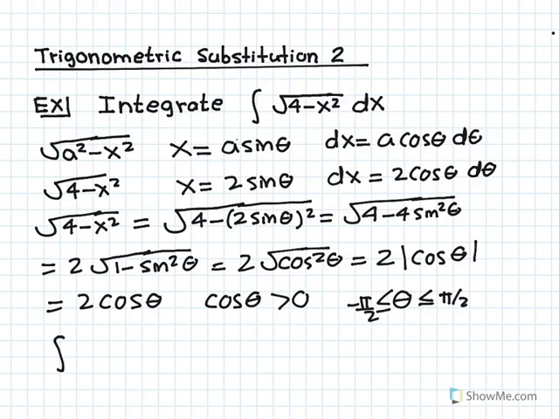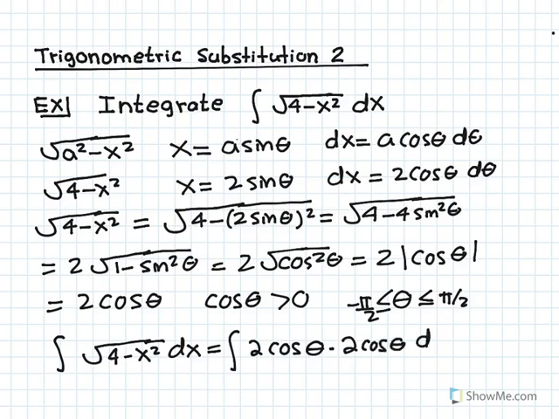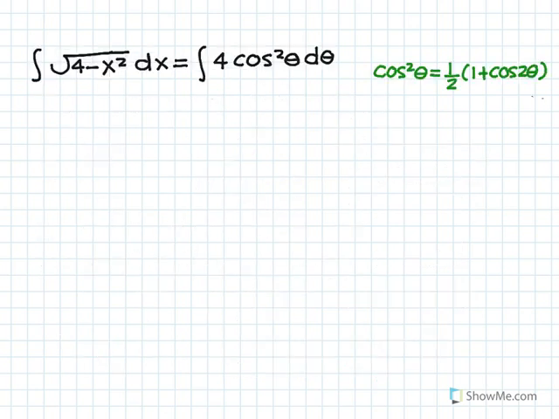So what we have shown through a trig substitution is the integral of root of 4 minus x squared dx is equal to the integral of 2 cos theta times 2 cos theta d theta. This part, 2 cos theta, is just going to be root of 4 minus x squared. This part, 2 cos theta d theta, that part is just dx. So we have the integral of 4 times cosine squared theta d theta. Let's factor out the 4.